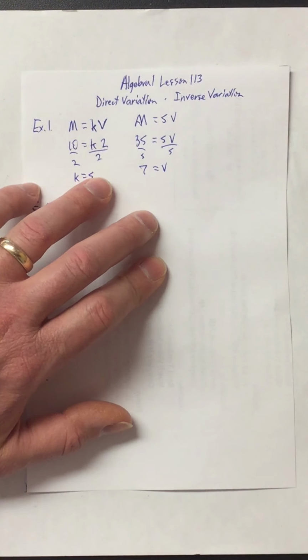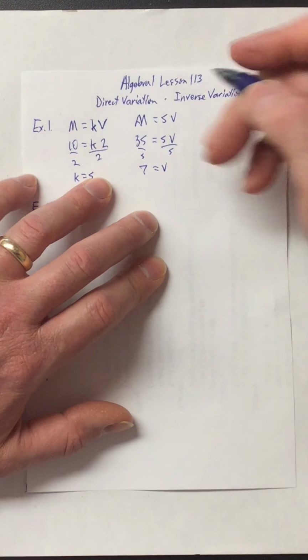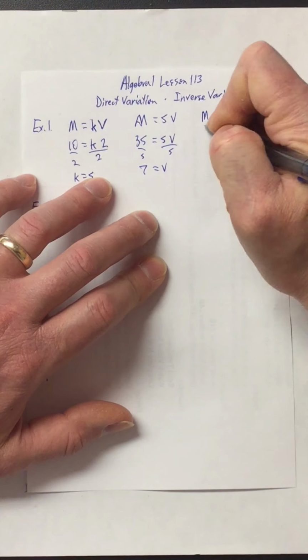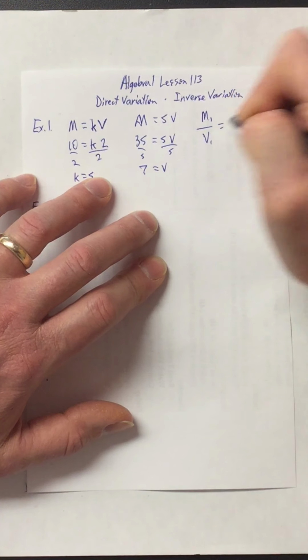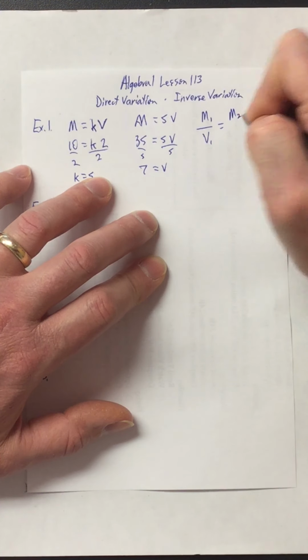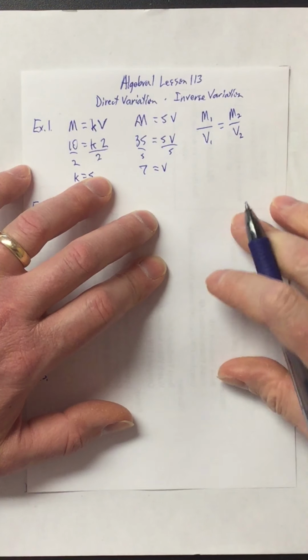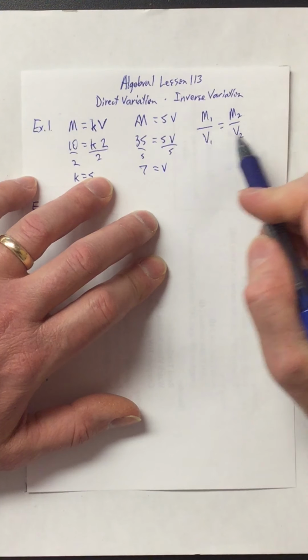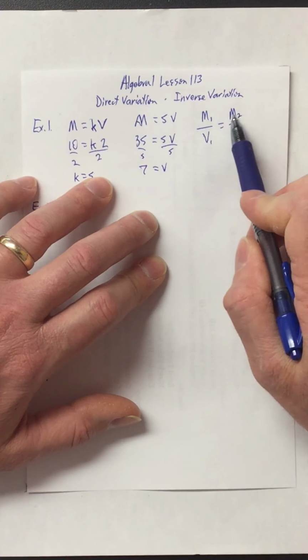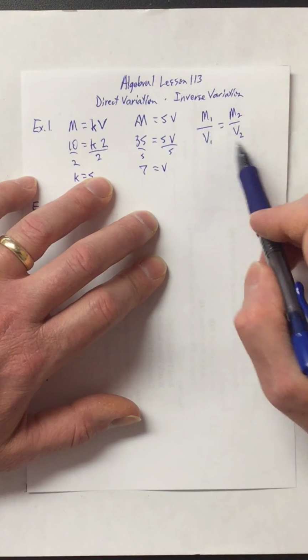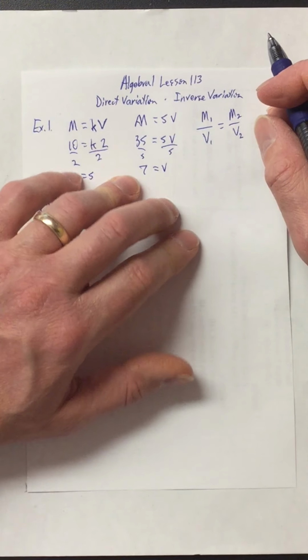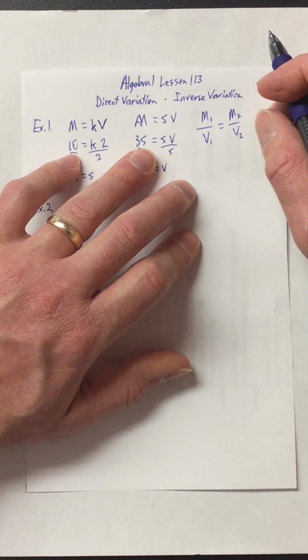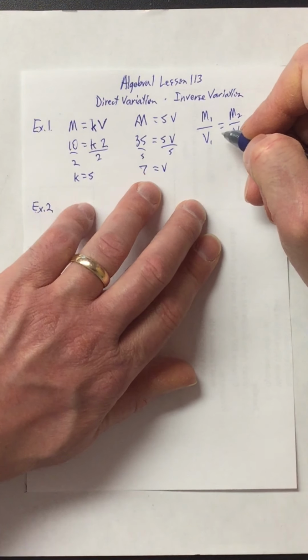The other way to do it is to set it up as ratios. We can do the mass of 1 over the volume of 1 is equal to the mass of the second over the volume of the second. Notice this is a direct relation, so the m's stay on top, the v's for mass and volume stay consistent. And let's see if this works here.